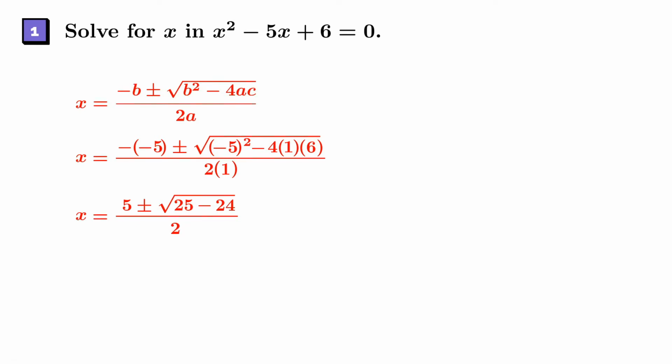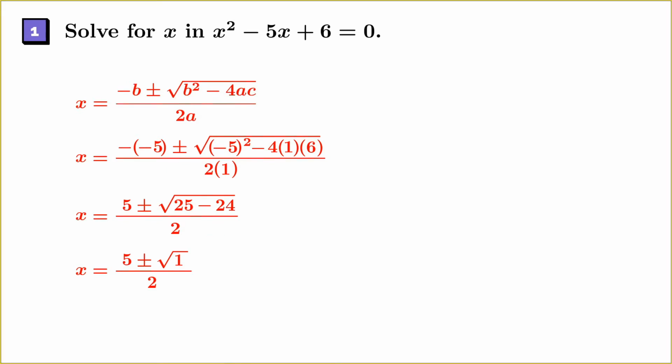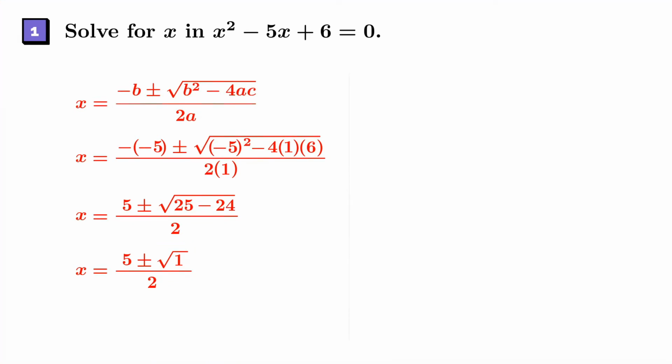Tapos, ituloy lang na i-simplify yung nasa loob ng square root. So, x equals 5 plus minus the square root of 25 minus 24 is 1. All over 2. So, continue simplifying. Pwede nating isimplify yung square root of 1. So, x equals 5 plus minus, anong square root ng 1? 1 din. All over 2.